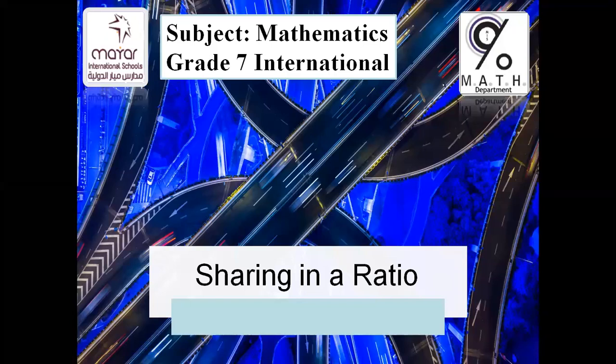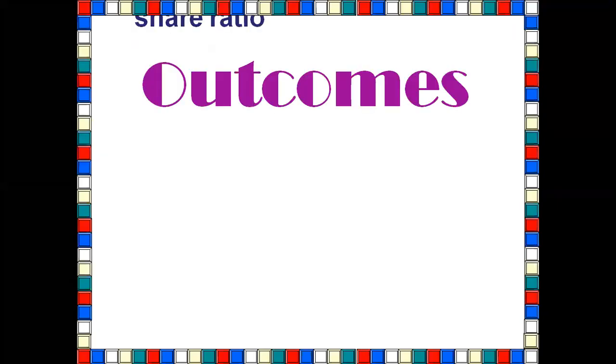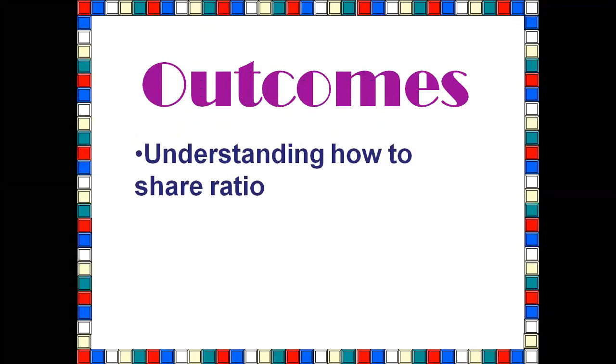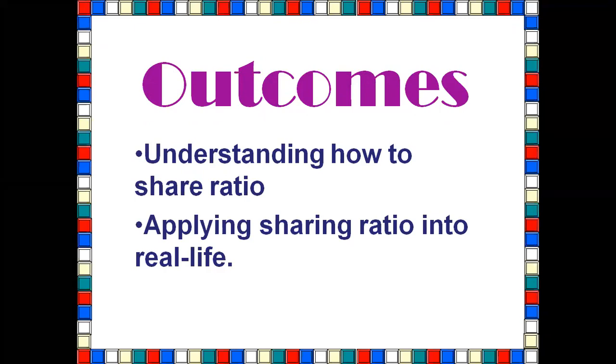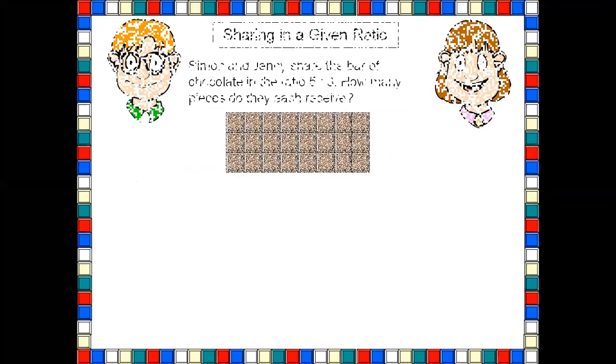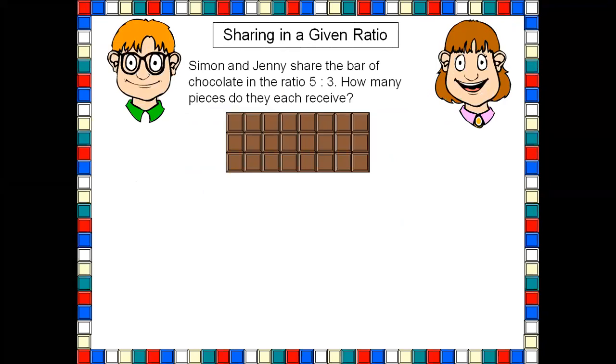The one who's 4 years old will get less money than the one who is like 8 years old. Okay, so that is what we are going to learn today, or remember actually, because you already know it. So the main outcome is to understand how to share ratios and apply sharing ratios to real life questions. So here there is an example.